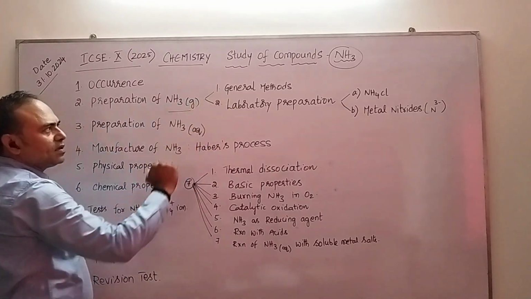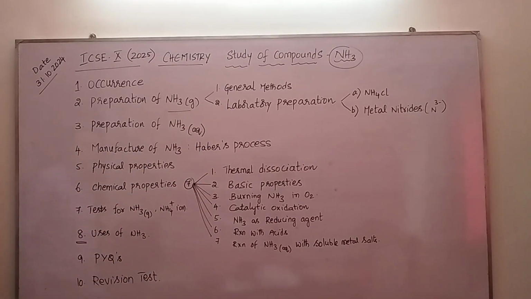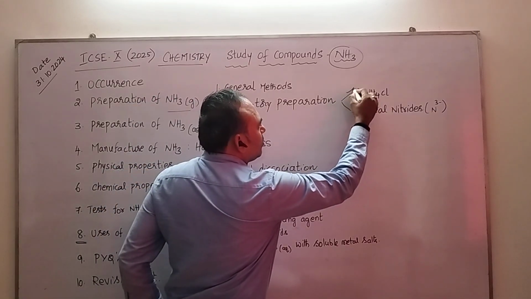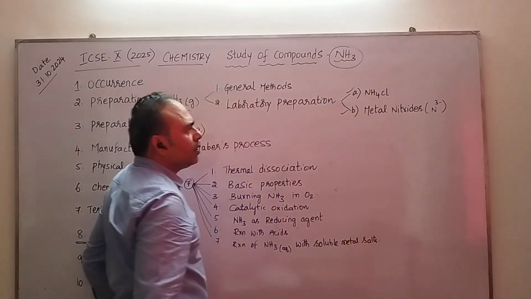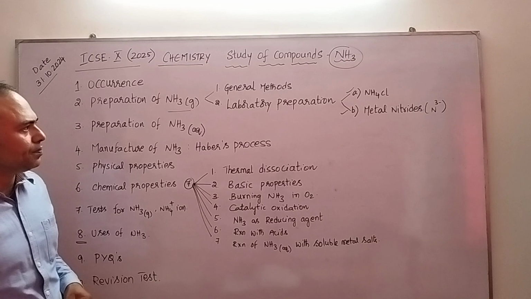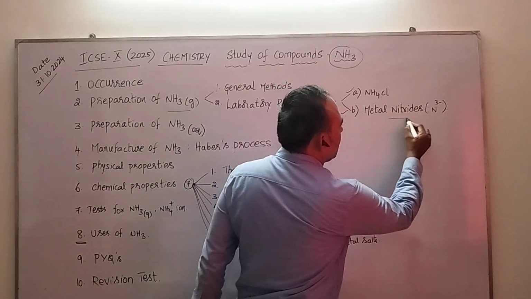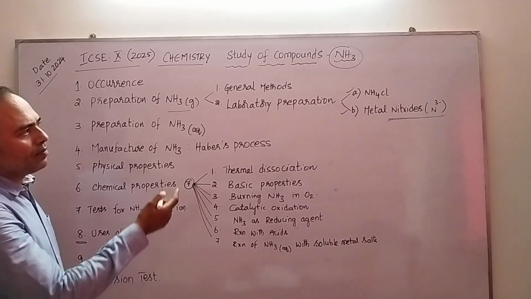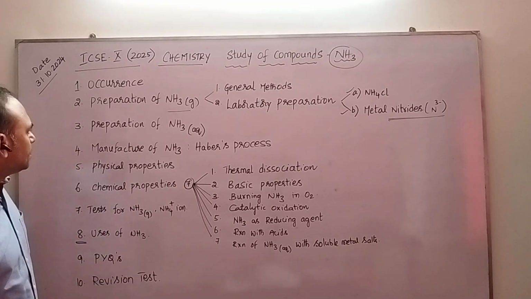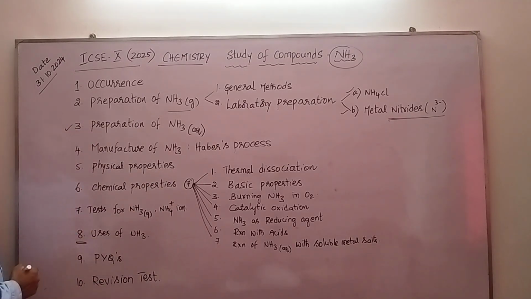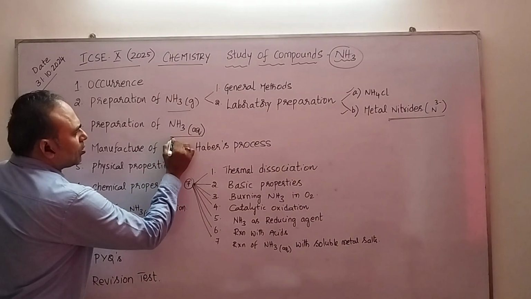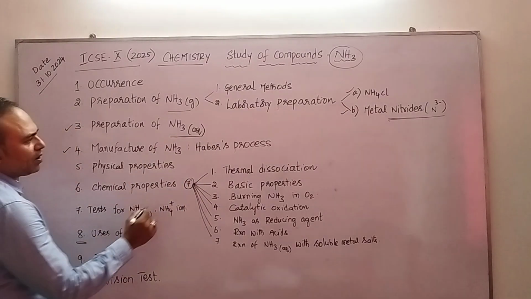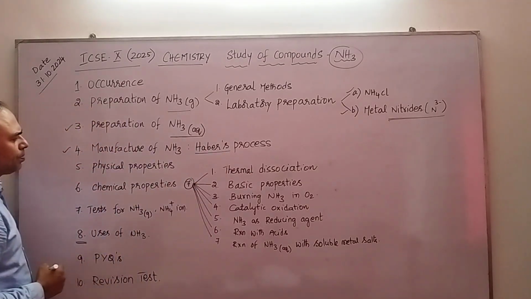We have again two methods. First one is general methods. Second one is laboratory preparation. In that we use ammonium chloride, and second one is metal nitride. So what do you mean by nitride here? Nitride means N3 minus ion. When it combines with metal, you will get metal nitride. Third concept, preparation of aqueous ammonia. Then industrial method, that is manufacture of ammonia using Haber's process.